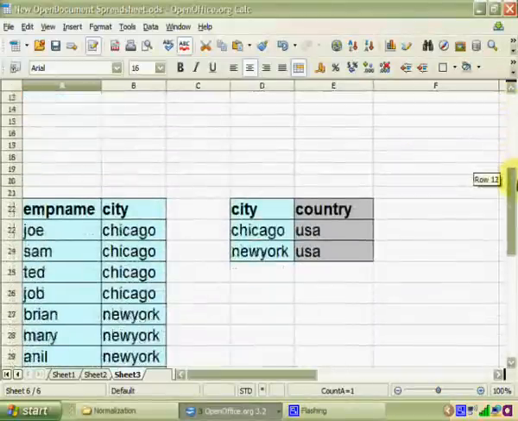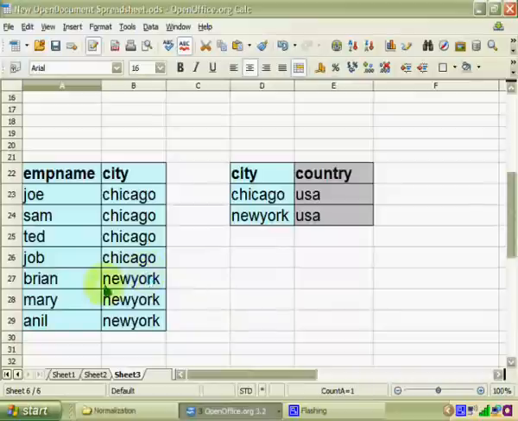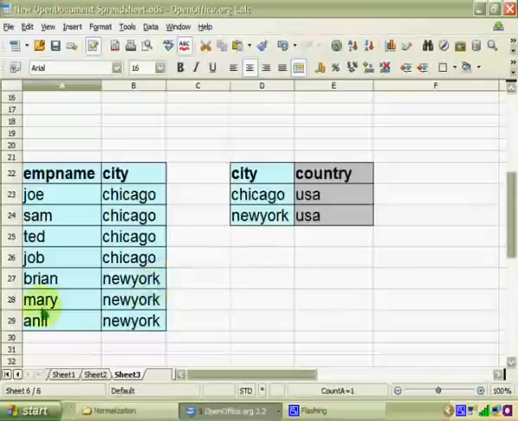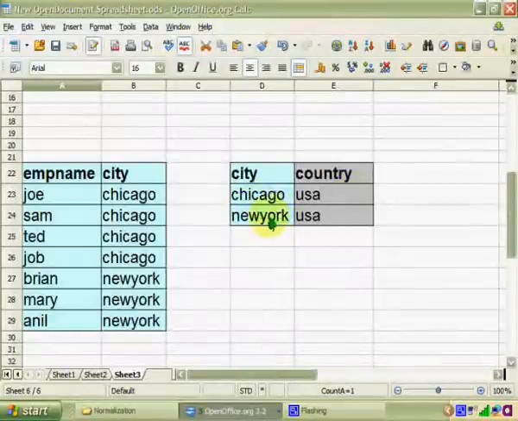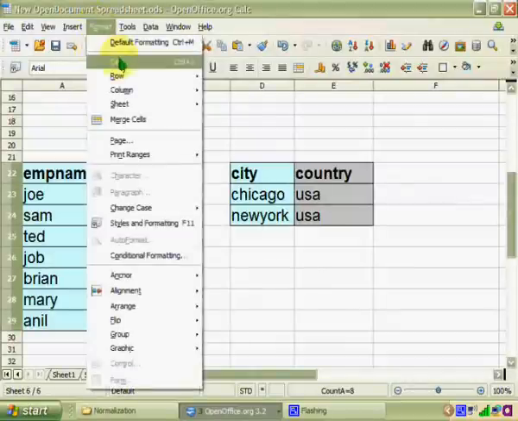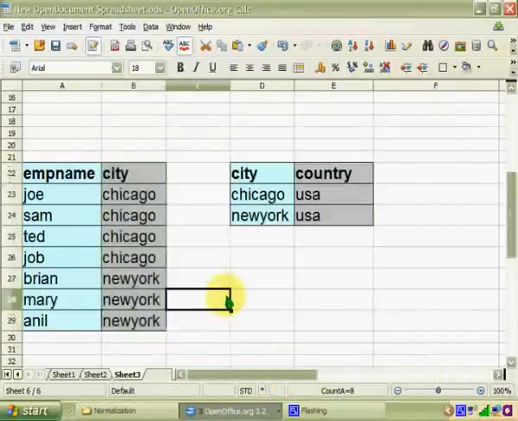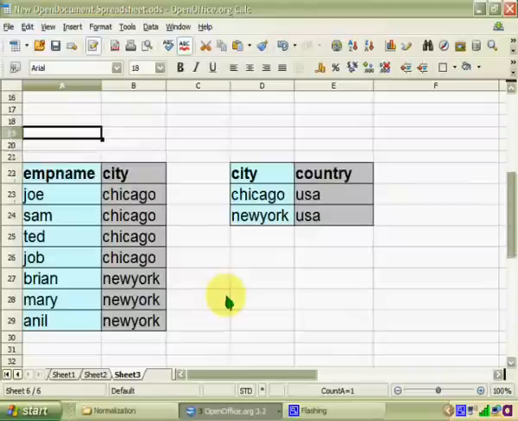So I split this and said Joe belongs to Chicago, Sam belongs to Chicago, Ted belongs to Chicago, Job belongs to Chicago, Brian belongs to New York, Mary belongs to New York, and Anil belongs to New York. And then I said city, country. So Chicago belongs to USA and New York belongs to USA. I can either have this as a relationship or I can have this as an independent attribute. I can color this like this.